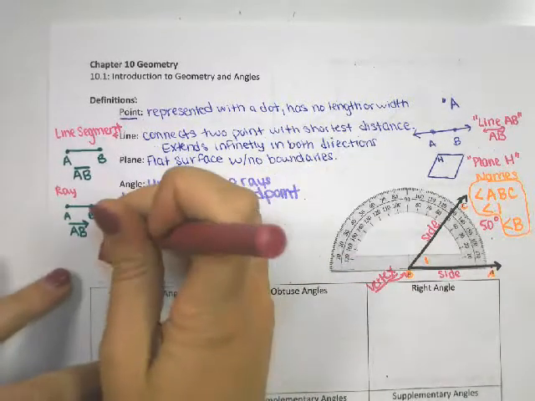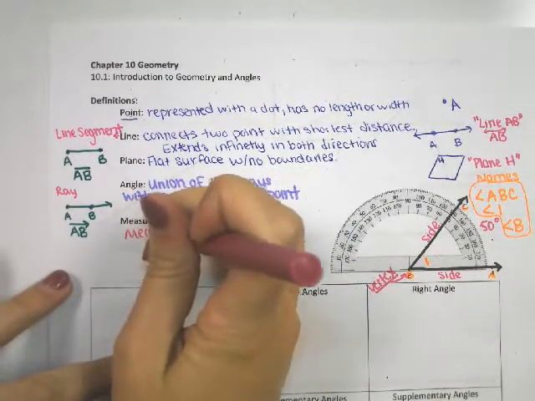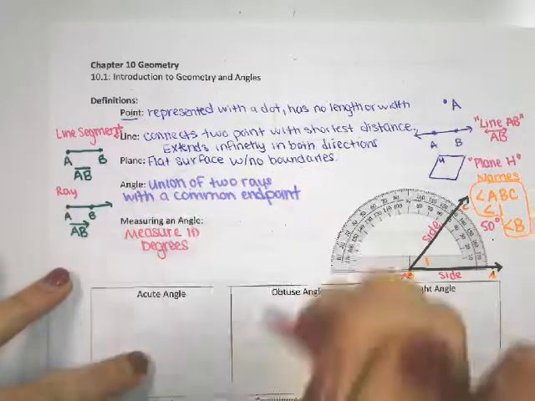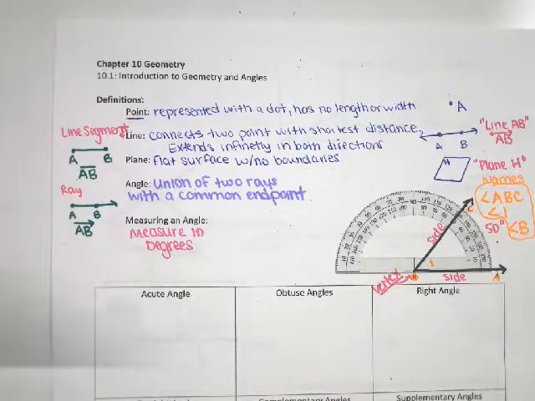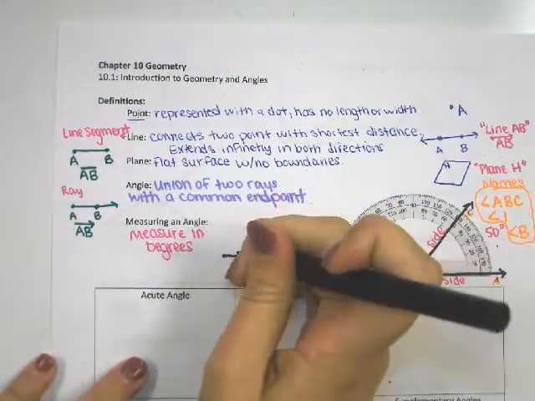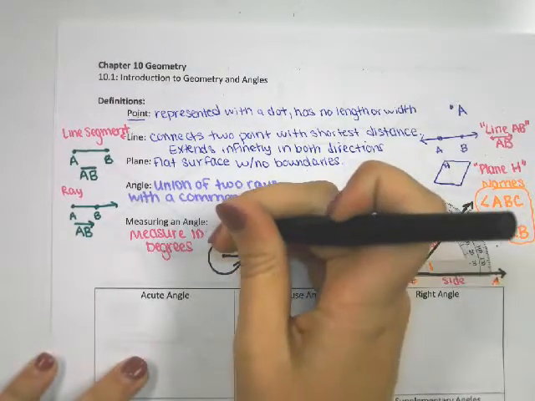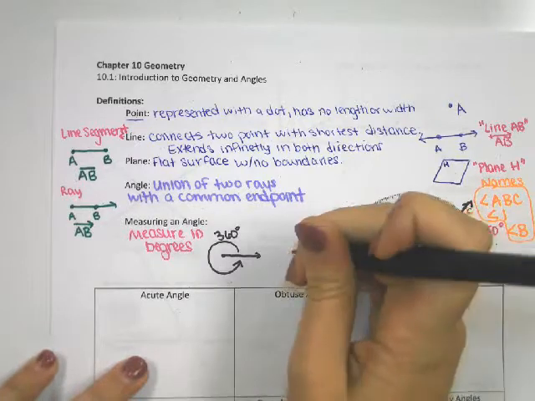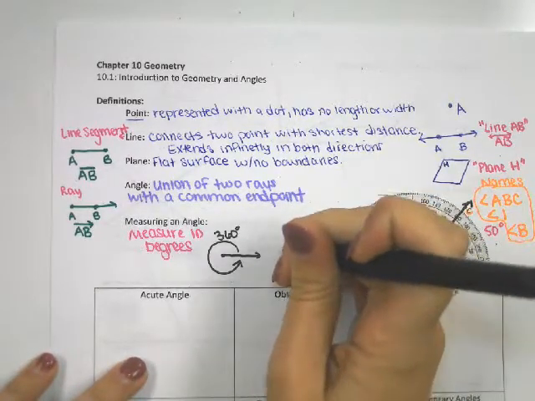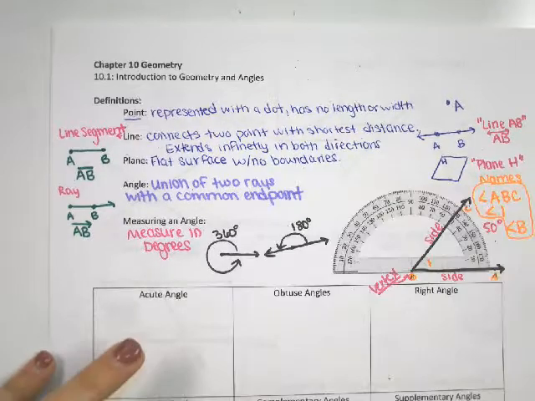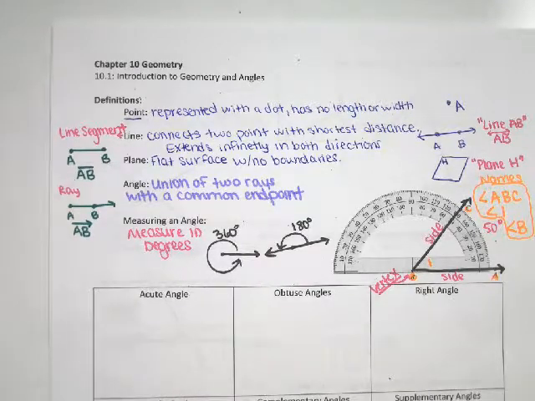When we're measuring an angle, we're going to measure in degrees. If we think about an entire circle, if I have a ray like this and I want to measure all the way around, this would be 360 degrees. And another one that we work with a lot is a straight line. So if I go from here to here, that is a 180 degree angle. So we're going to start classifying angles.